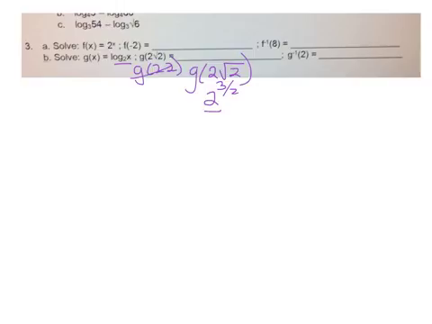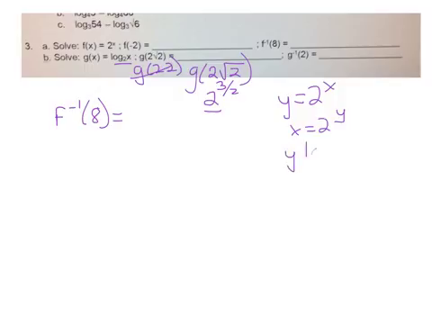The problem that we had with this question is when you're asked to do the F inverse or the G inverse. What you have to be careful of is knowing what the inverse is. So if you've got y equals 2 to the x as your original function, the inverse of an exponential function is a log function. So if you take the inverse of that, you're going to end up with x equals 2 to the y, and then solving the equation for y, you get y equals log base 2 of x.